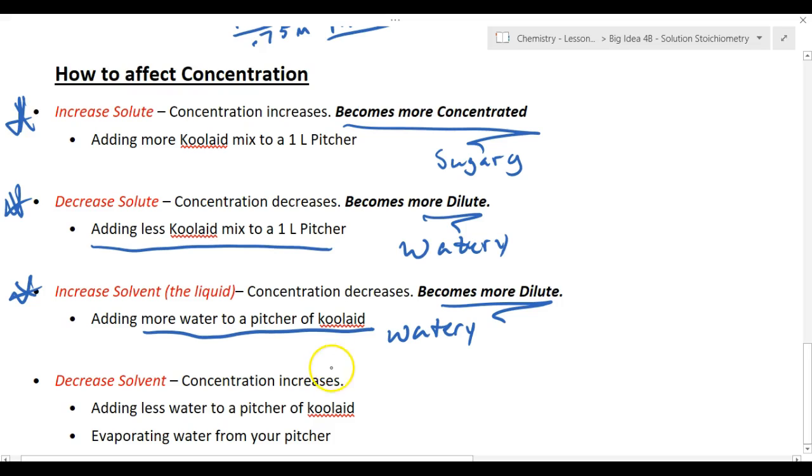And lastly is decreasing the solvent. Now there are 2 ways you can go about doing this. You can add less water than you did initially, or you can evaporate water from that pitcher. So if you add less water, it's going to have more sugar per liters of that solution. If you evaporate that water, so say you put it on a hot plate and start to boil it, some of that water boils off. So you just have more sugar per liters of water that are present. Okay, so this is going to make it more sugary.